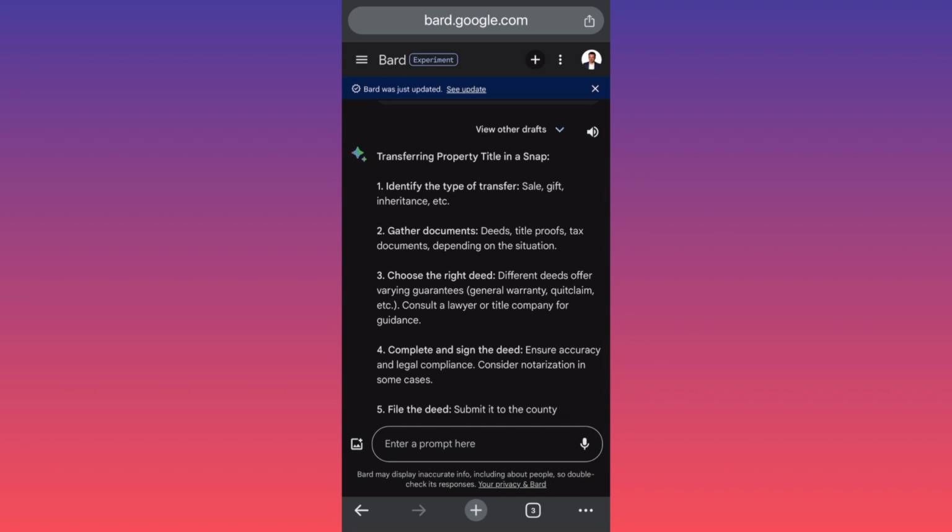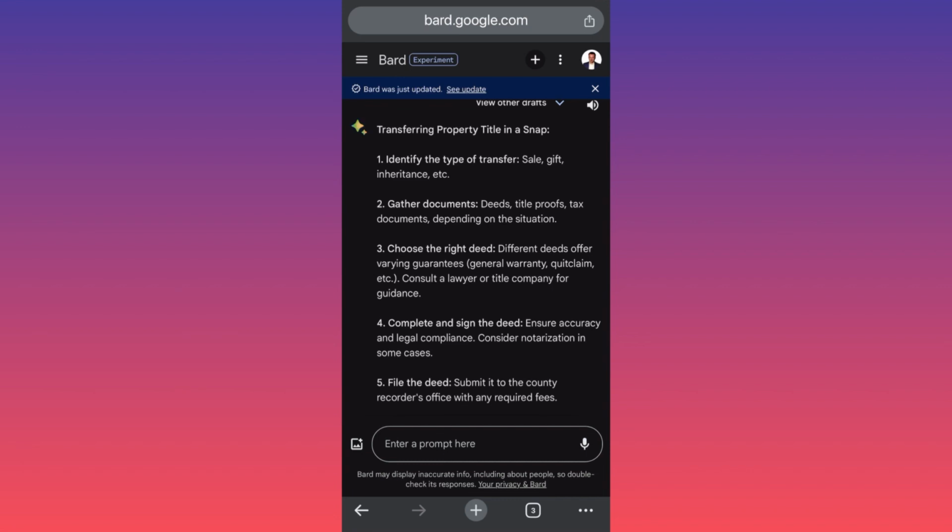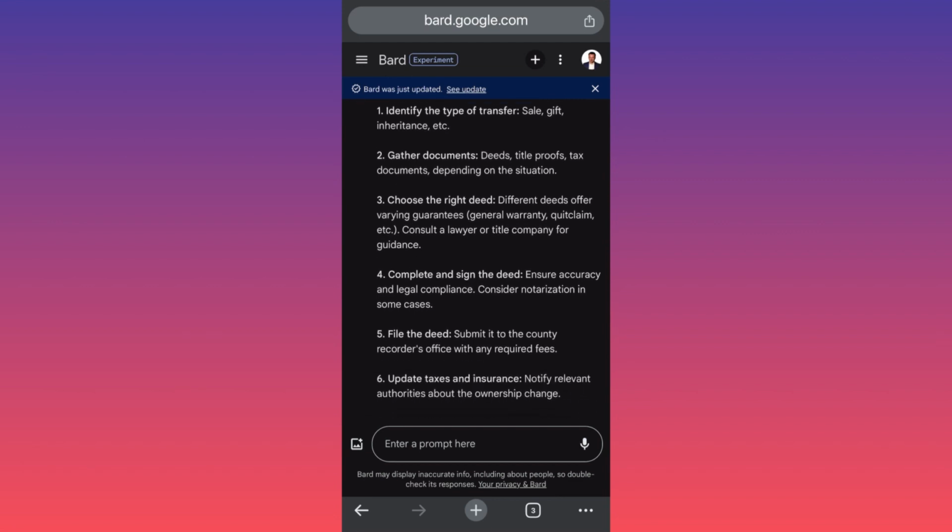The couple of things that you should usually focus very deeply and be very concentrated on is that you need to identify the type of the transfer. Is it going to be a sale? Is it going to be a gift? Is it going to be an inheritance? So if you currently sold your property, you are going to be looking for a sale, okay? This is very important because the type of the transfer is the main step over here.